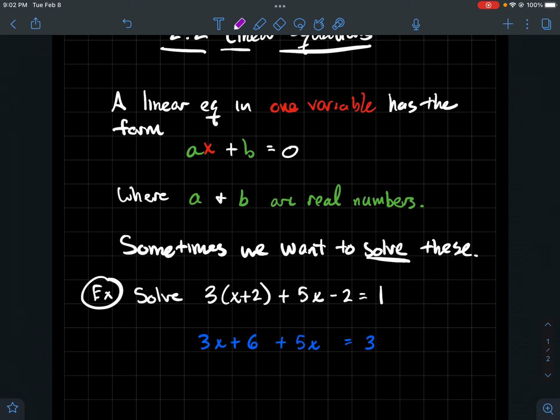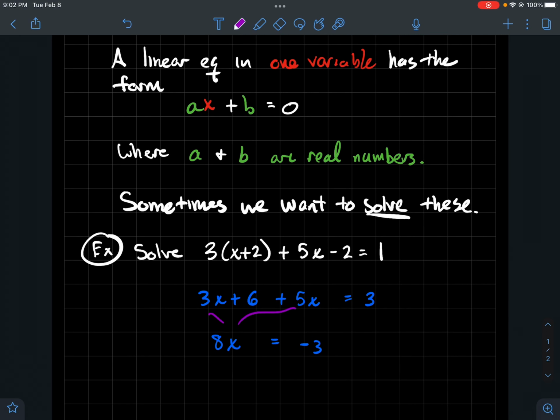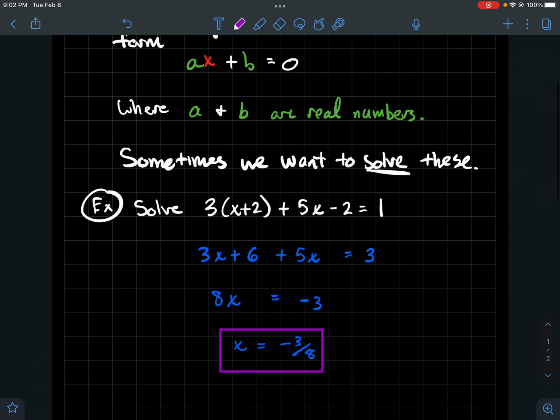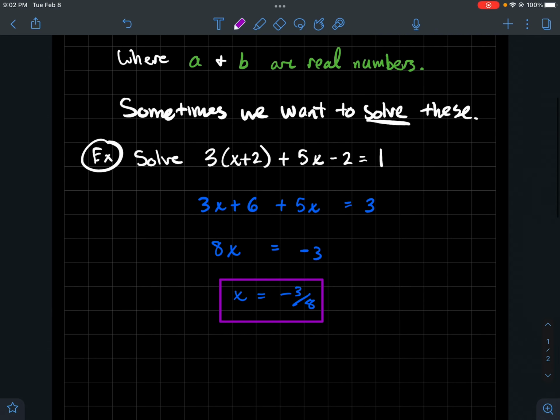And so if we're going to do that, you're probably going to distribute this 3, and you get 3x plus 6, and then plus 5x. And the other thing I did here is I went ahead and added this 2 to both sides. So that's how you get a 3 over there on the right side. So then what else am I going to do? I'm going to combine my x's to get 8 x's. And I'm going to subtract the 6 over here, and I get negative 3 when I do that. And the last thing you do is you divide by 8, and your answer would be negative 3/8 is x. So you just get a single number as an answer for right now.